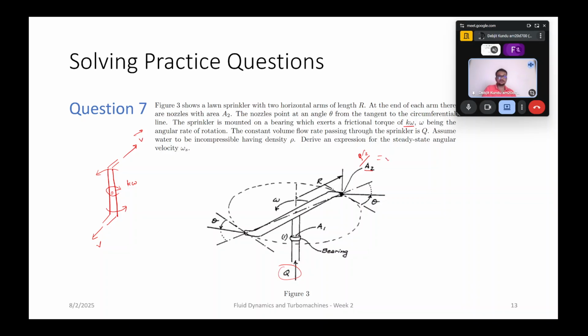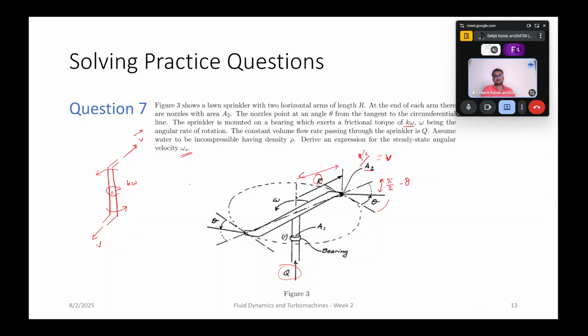So that should give us the velocity, and we know the angle theta as well. This particular angle would be 90 degrees minus theta, pi by 2 minus theta. And this moment arm is the same as the radius of the sprinkler, which is capital R. And this information should be enough for us to find out what the steady state angular velocity omega is.